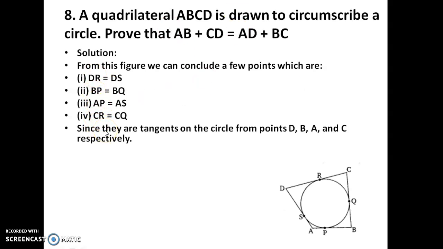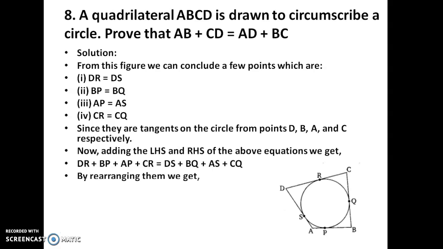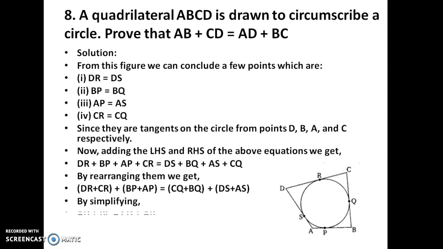Since these are tangents on the circle from the points D, B, A, C respectively, by adding the LHS and RHS of the above equations we get, when you add and rearrange, DR plus CR. What is DR plus CR? It is DC, or CD. So it will be AD plus BC equal to CD plus AB. So that is what is asked in the question to prove. Hence it is proved.